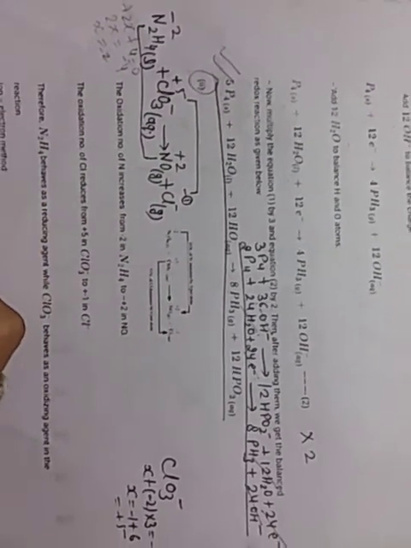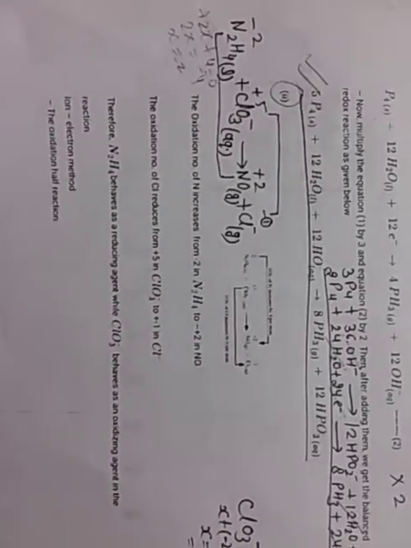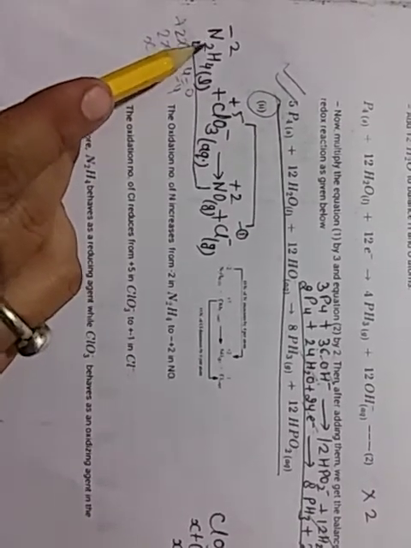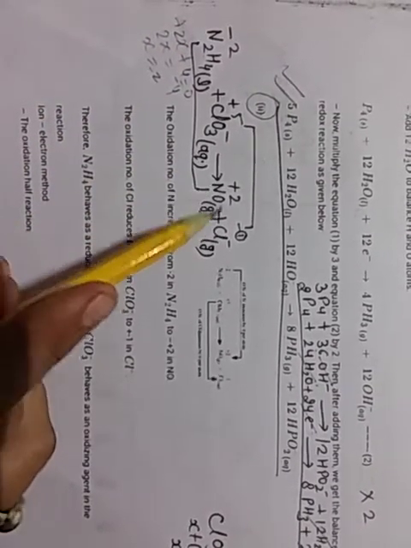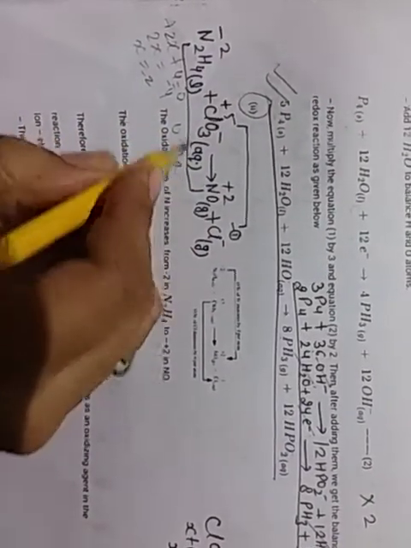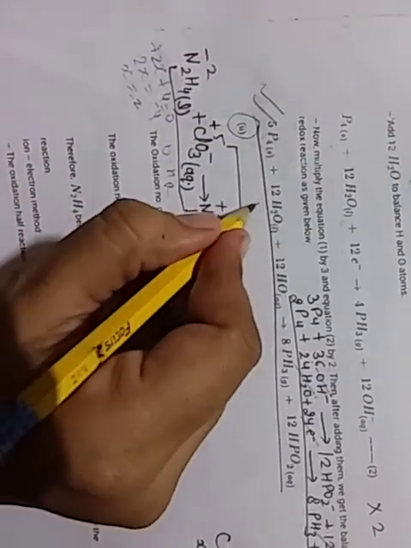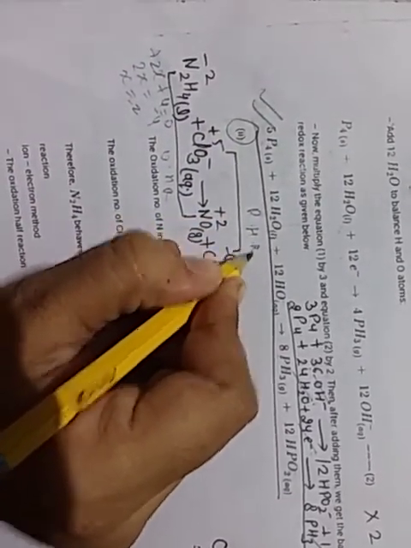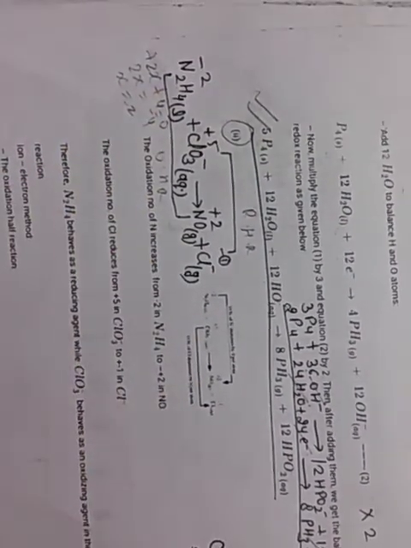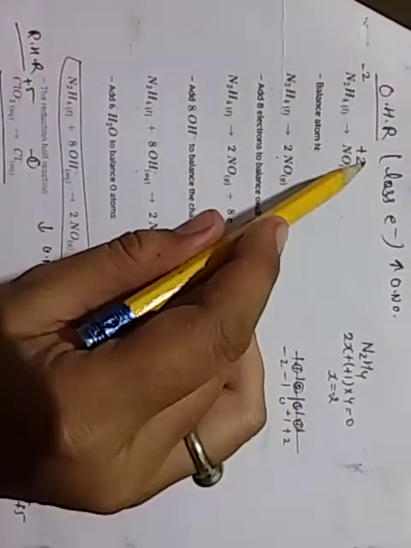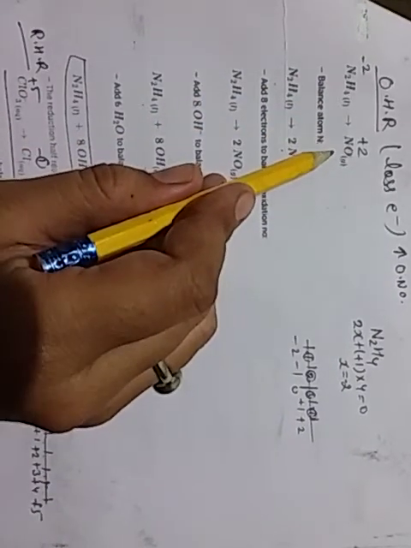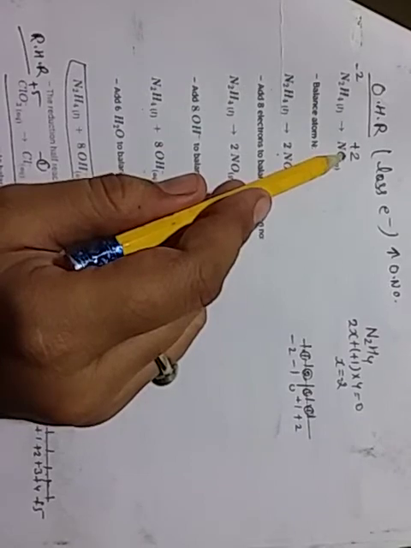Okay. So the oxidation half method. The oxidation number increases from minus 2 to plus 2. An increase in oxidation number means an oxidation half reaction. Here plus 5 converts to minus 1, so it reduces, so that is the reduction half reaction. First we have to write the oxidation half reaction, which means loss of electrons, an increase in oxidation number: N2H4 converts into NO. So minus 2 converts into plus 2.